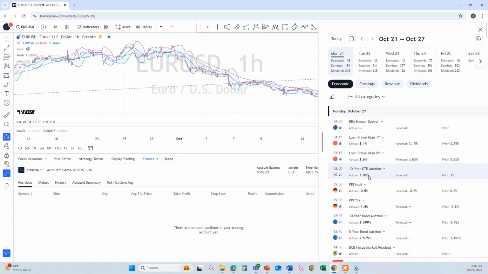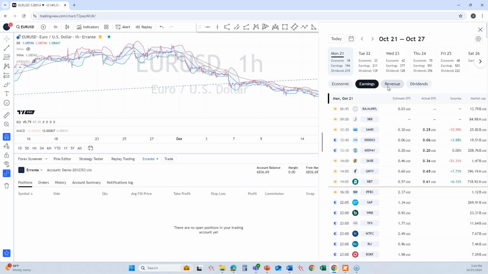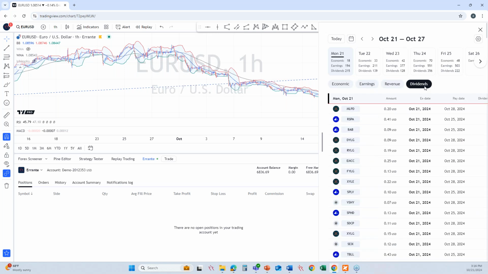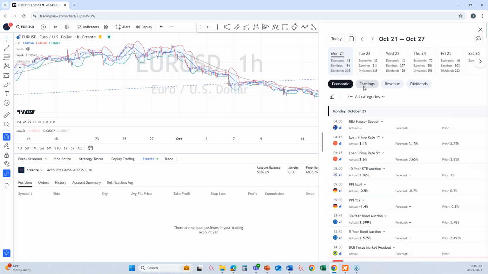So you're able to filter the events by currency pairs or asset classes. For example, here we have access to sort them by different categories, like economic events, like earnings, like revenue, like dividends. Depending on if you are interested in trading forex products, or you want to trade indices or any CFD shares with Errante.